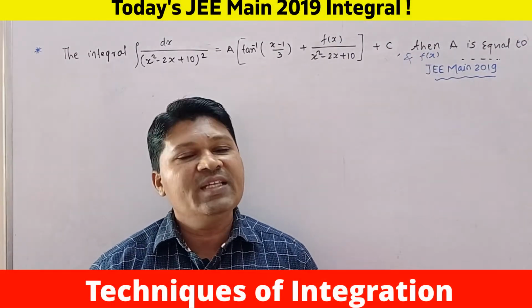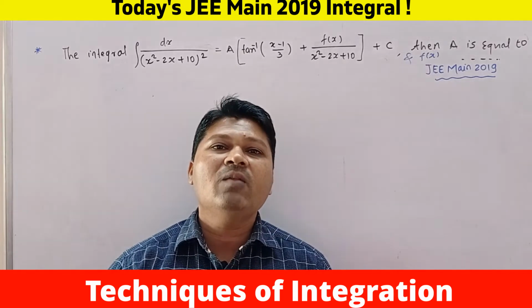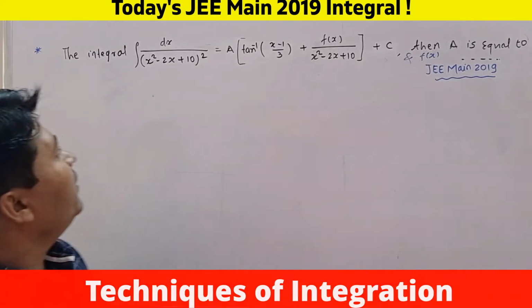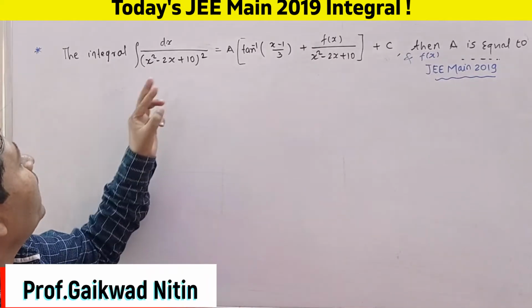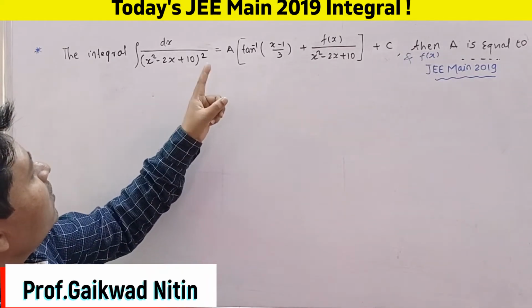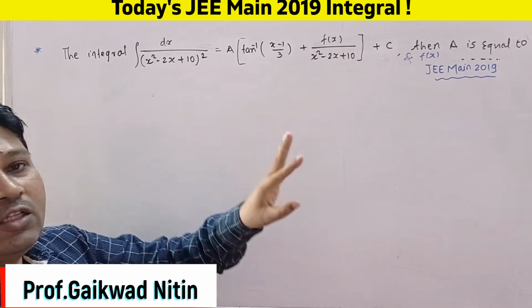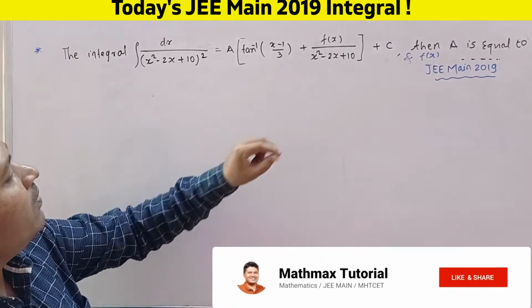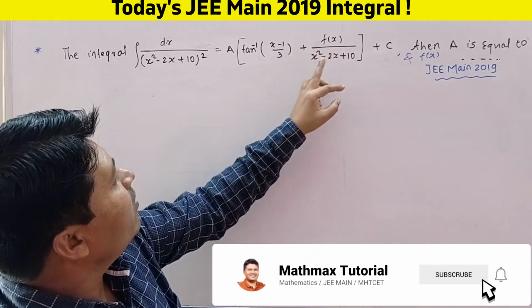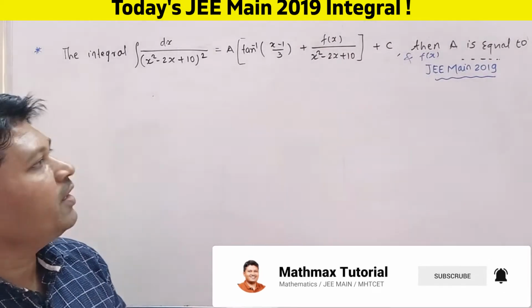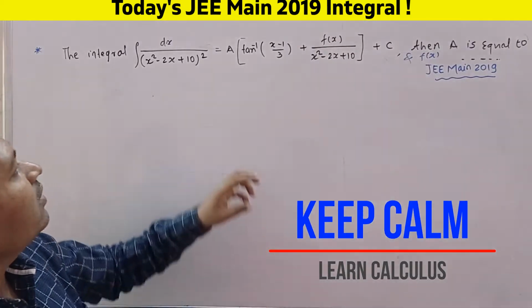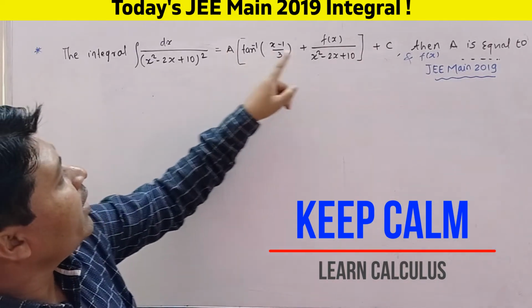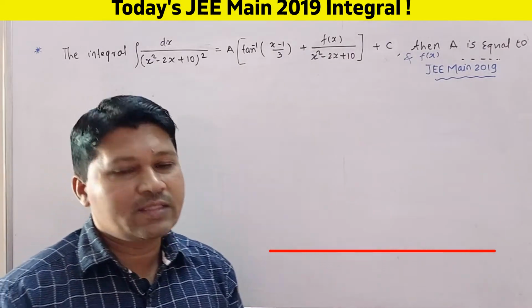Today we have an amazing integration example: the integral of dx upon (x² − 2x + 10)² is equal to A (tan⁻¹((x − 1)/3) + f(x)/(x² − 2x + 10)) + C, where C is the constant of integration. We can find both the value of A and f(x), and the exact solution.